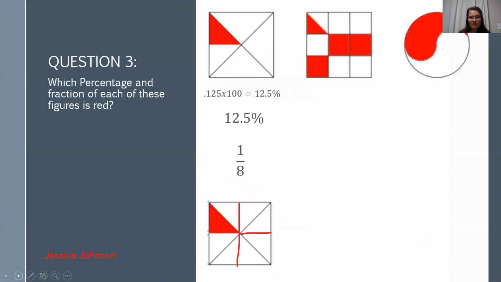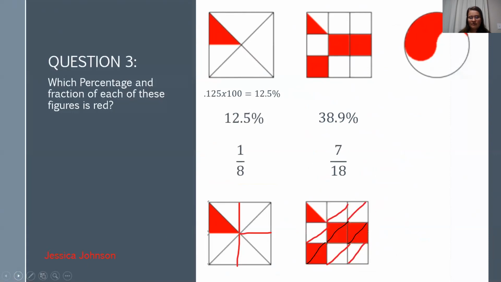The second square has a percentage of 38.9%, and the fraction 7/18. Again, I divided my square into equal triangles. When you divide 7/18, you get 0.38 with the 8 repeating. Times that by 100, and you get 38.9%, because percents are parts of 100.